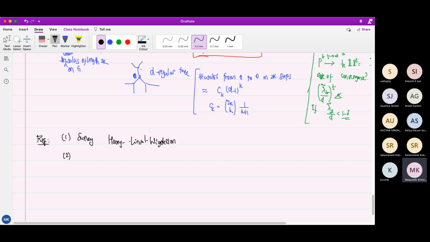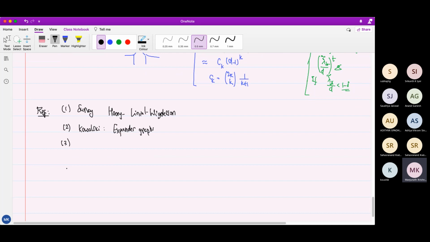Then there are also many books. There is a nice book, and I like the way it is presented. Kowalski has a book on expanders. I think it is called Expander Graphs. It's available online. Kowalski is a number theorist. His interest probably comes from the Ramanujan graph and the number theoretic constructions of Ramanujan graphs.